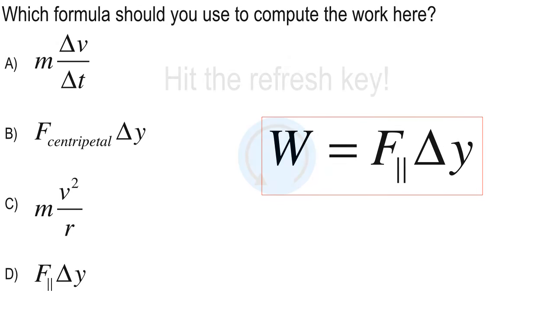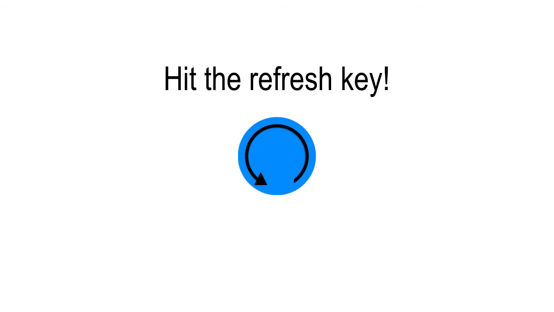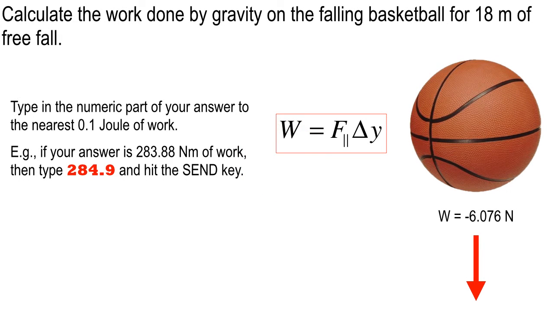Now, I want you to hit the refresh key on your iClicker, because we're going to do a calculation now, and now we're ready to do the work. Hey, can I ask you a question? The work is negative 6.076. Delta y, is it positive or negative? It's negative because it's dropping. Negative times negative is positive, so you're going to get a positive number for this calculation. Go ahead and start. You'll need a minute or 2 to do this.